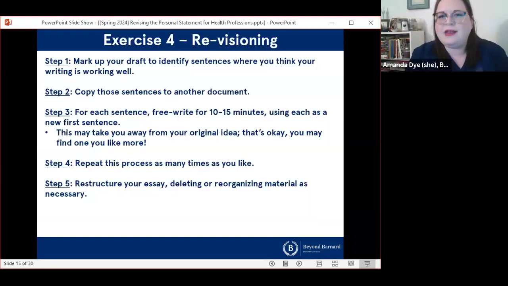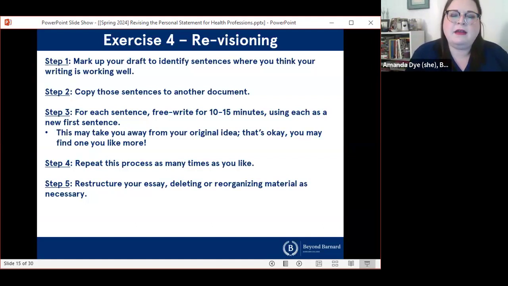And one more exercise that I think is really helpful for larger scale tweaks to applications is an exercise that I call revisioning. I like to encourage folks to take a draft and mark up that draft to identify a few sentences where you feel like your writing is working really well.